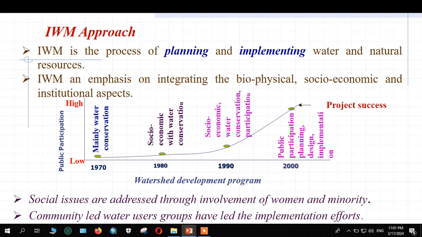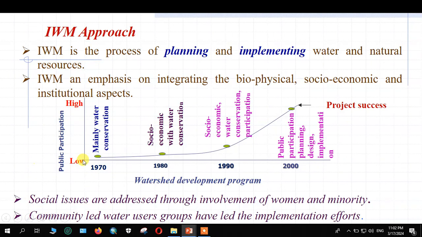Another key point is the IWM approach, the integrated watershed approach. IWM is a process of planning and implementing water and natural resource management, and it emphasizes integrating the biophysical, socio-economic, and institutional approaches. For example, this is public participation versus watershed development from 1970 up to 2000. In 1970, mainly water conservation only. In 1980, socio-economic with water conservation. In 1990, socio-economic, water conservation and participation. And the last, public participation in planning, designing, and implementation.